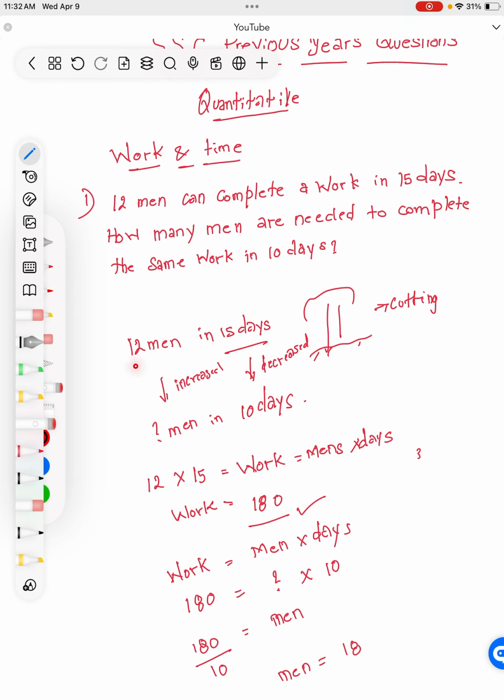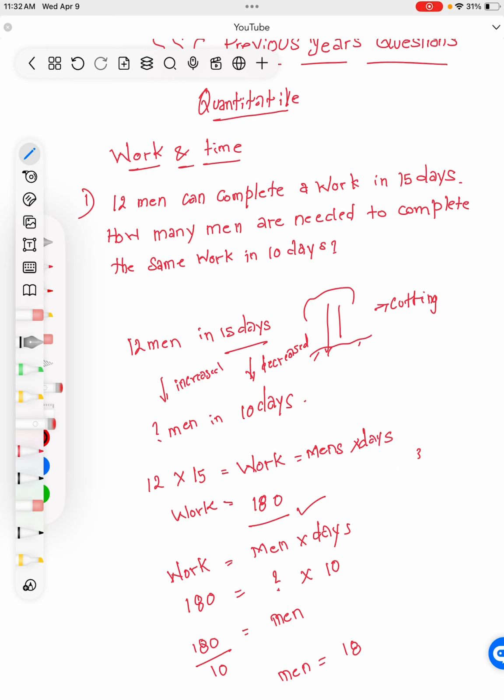So if you check here, as we mentioned before, the men will be increased, right? If you see, the men are increased here because the days were decreased. That's why the men were increased. So in this way we can solve this problem.